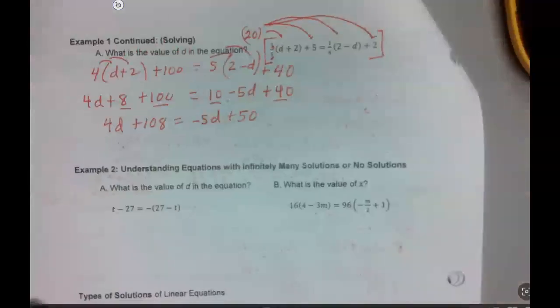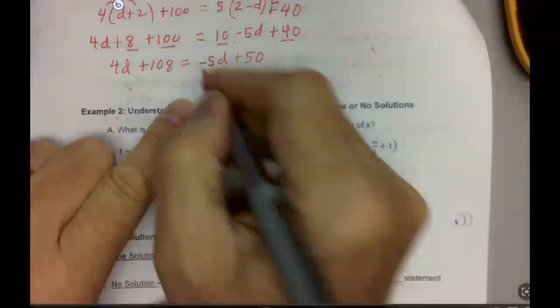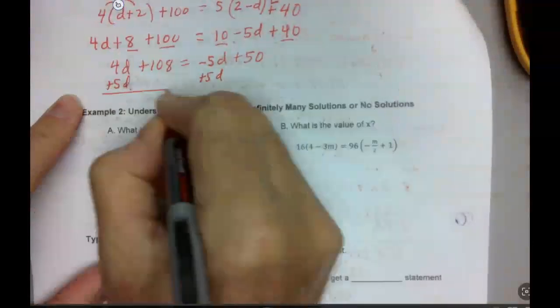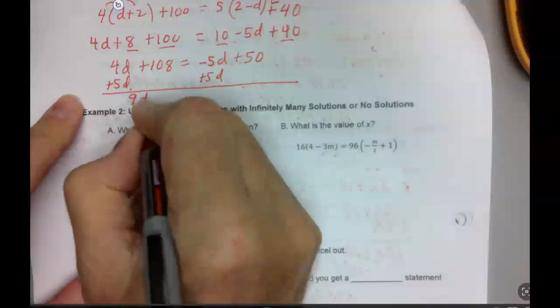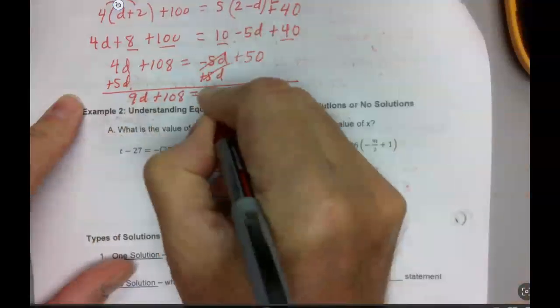Okay, now we're ready to solve, aren't we? All we've done so far is simplify. Agreed? So I'm going to add 5D over here and add 5D over here. So I get 9D plus 108 equals, those cancel, equals 50.